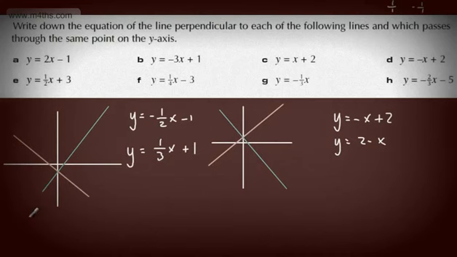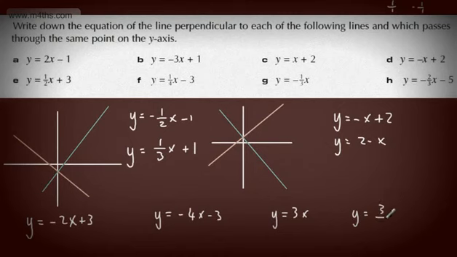So this one right here, we would have now y is equal to minus 2x plus 3, or 3 minus 2x. On the next one, y would be equal to minus 4x minus 3. This one would be y is equal to positive 3x, and then the next one, y would be equal to positive 3 over 2 x minus 5. So these are the perpendiculars going through exactly the same point.